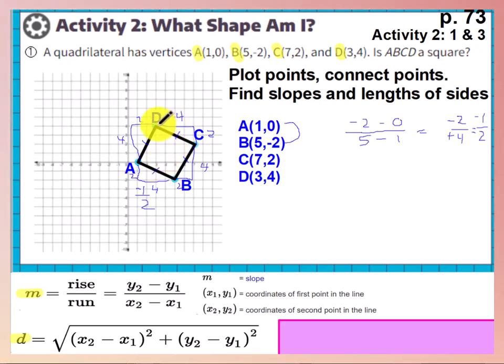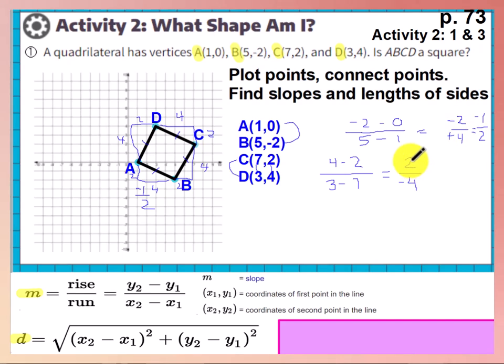All right, so DC, these 2 points. Okay, so I'm going to go 4 minus 2, start with your y's first, over 3 minus 7. On the top, 4 minus 2 is +2. On the bottom, 3 minus 7 is -4. Okay, same thing as we had up here, except the negative is with the 4, but it doesn't matter.